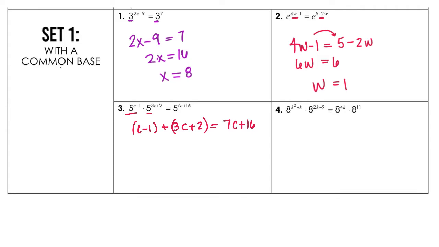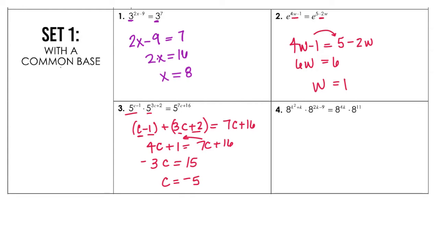Now the rest of this is our algebra where we are combining our like terms. So that's going to give me 4c. Then I have a negative 1 and a positive 2, so plus 1 equals 7c plus 16. And now we're solving our equations, and I'm going to move my 7c over, so that's going to give me negative 3c. And then I'm going to subtract 1 over, so I'm going to have 15. So it looks like c has to be equal to negative 5.